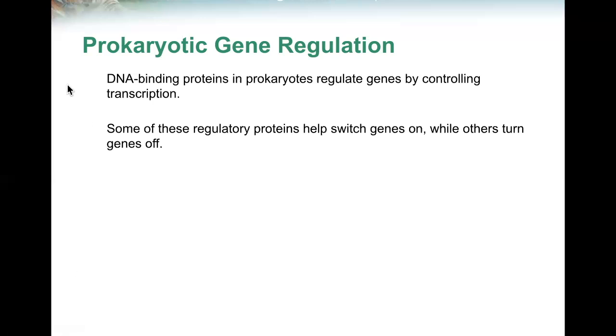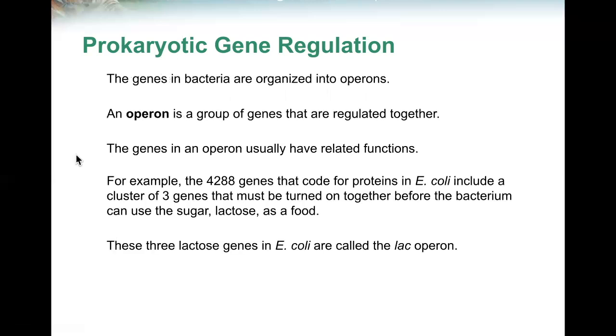DNA binding proteins in prokaryotes regulate genes by controlling transcription. Some of these regulating proteins help switch genes on, while others turn genes off. The genes in bacteria are organized into operons. An operon is a group of genes that are regulated together. The genes in an operon usually have related functions.